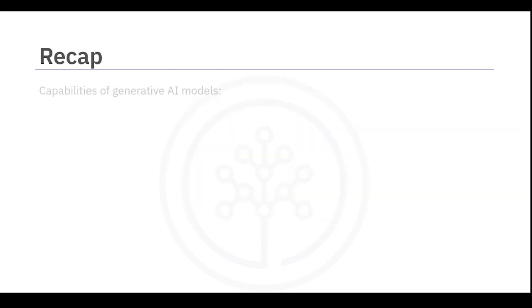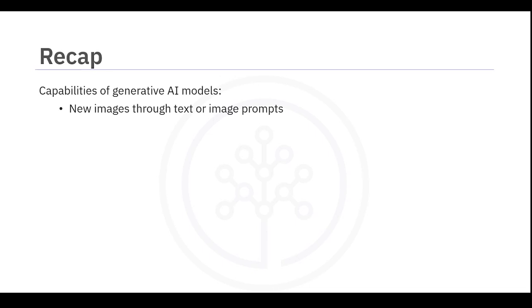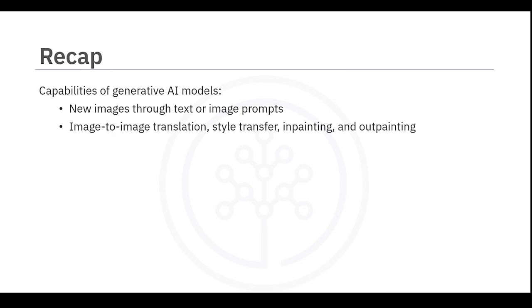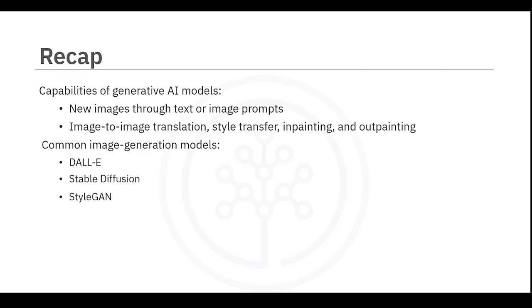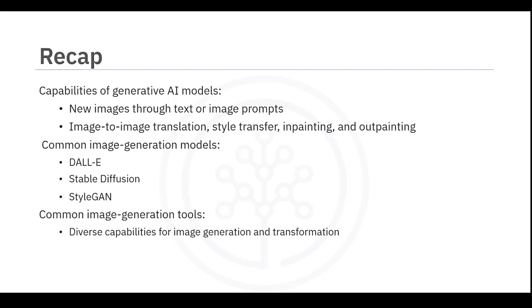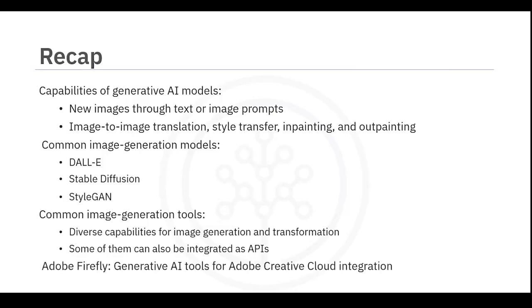In this video, you learned that generative AI-based models and tools can generate new images through both text and image prompts. They also offer capabilities for image-to-image translation, style transfer, in-painting, or out-painting. A few prominent image generation models include DALL-E, Stable Diffusion, and StyleGAN. There are several image generating tools available that offer diverse capabilities for image generation and transformation. A few image generators can also be integrated as APIs. You also learned that Adobe Firefly is a family of generative AI tools designed to integrate with Adobe's Creative Cloud applications.